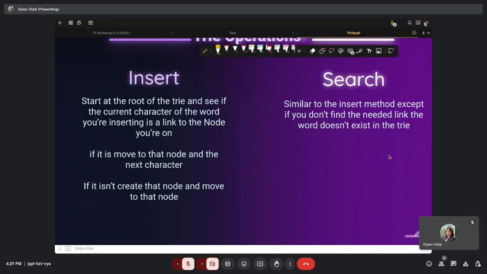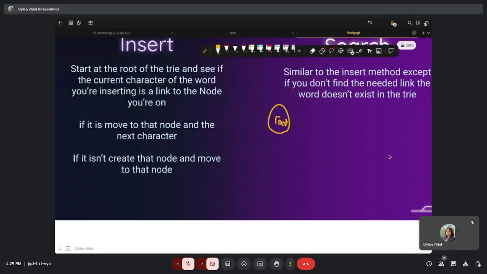So let's say we have the root node. Let's just call it root. And we put in the word cat. C-A-T.